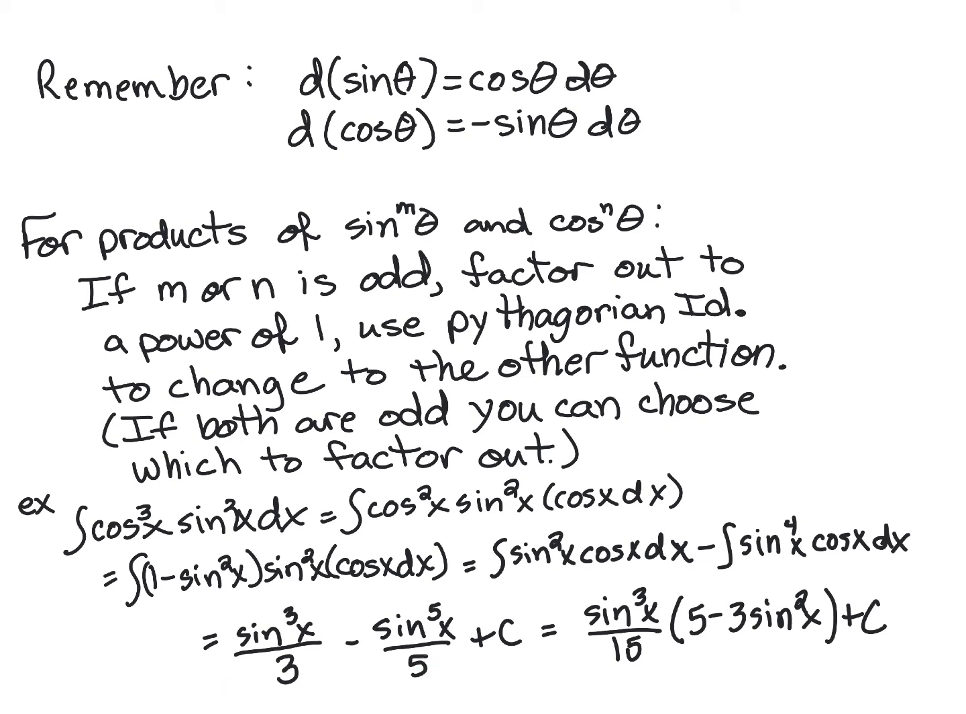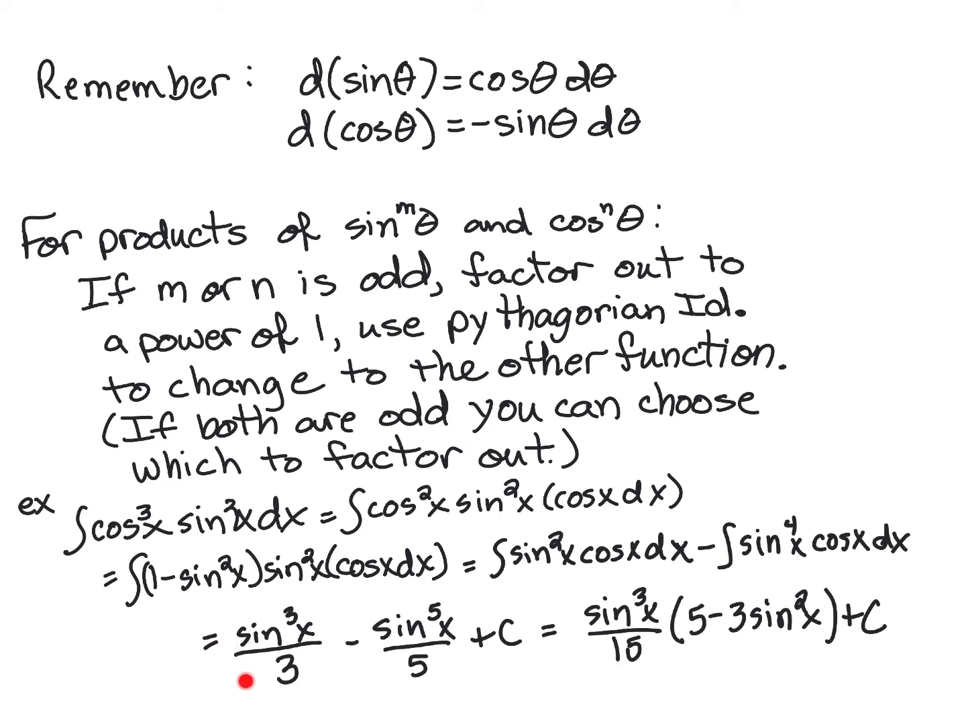You just added 1 to the power, divided by the power. Where did the cosine go? The du always gets used up when you do the antiderivative. Now notice that in my answer, I got a common denominator, factored it out, and I pulled out the lowest factor of the sine. That gave me sine cubed over 15.